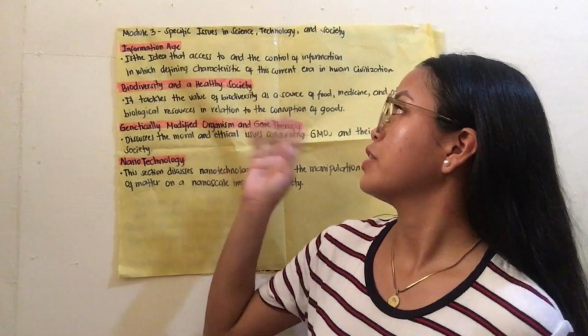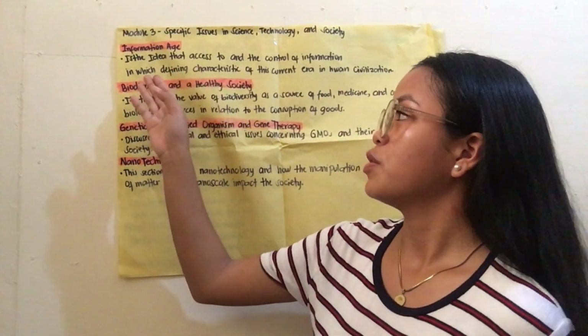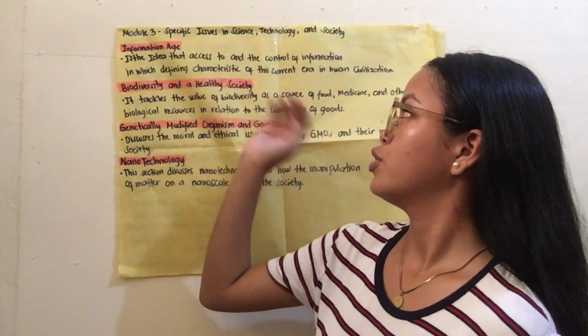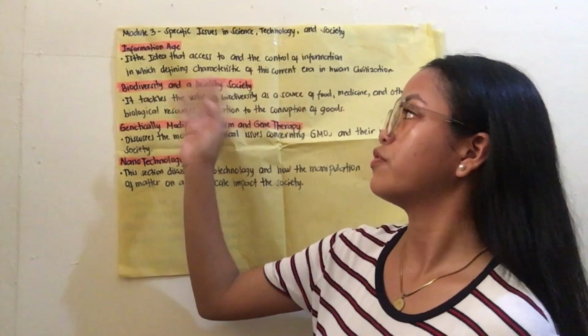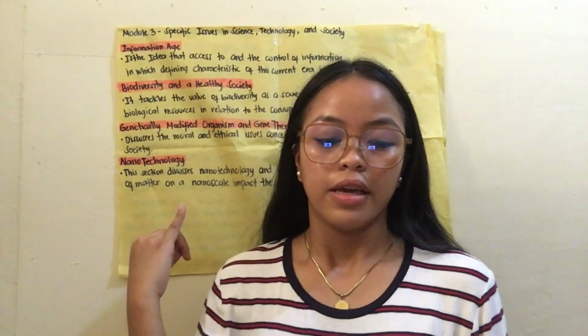We are now at the last topic, which is module 3, specific issues in science, technology, and society. First we have the information age. The information age is the idea that access to and the control of information are defining characteristics of the current era in human civilization. The information age and social media have influenced society and human lives. It also brought many new inventions and innovations. Many communication services like texting, email, and social media developed and the world has never been the same.